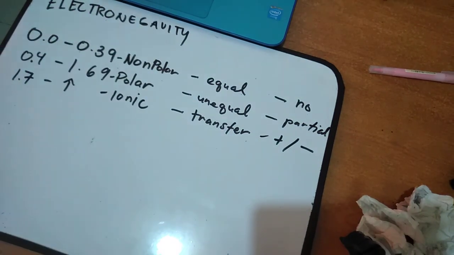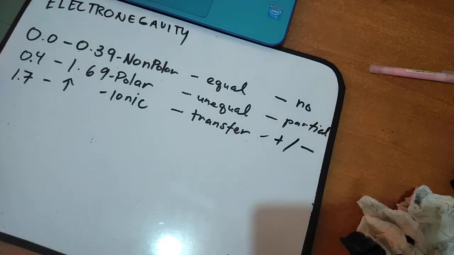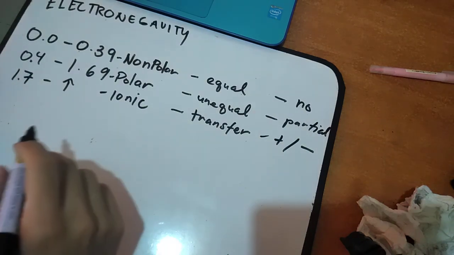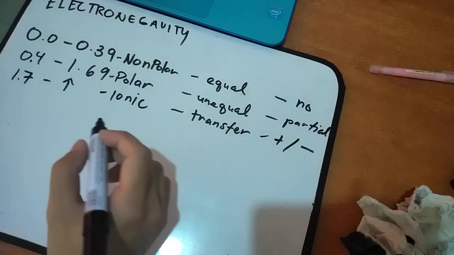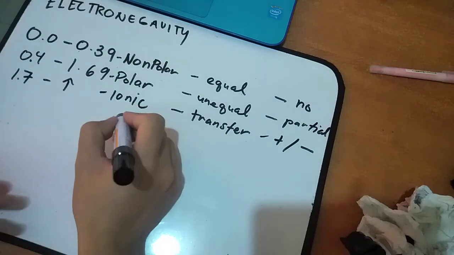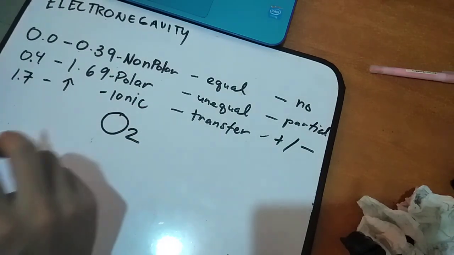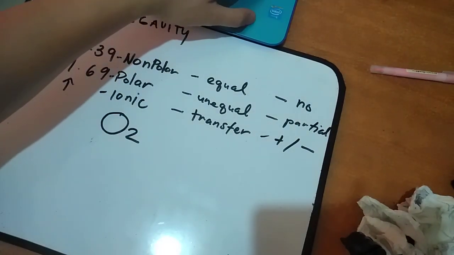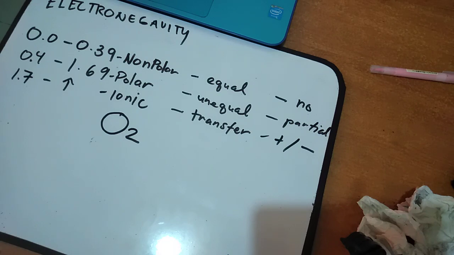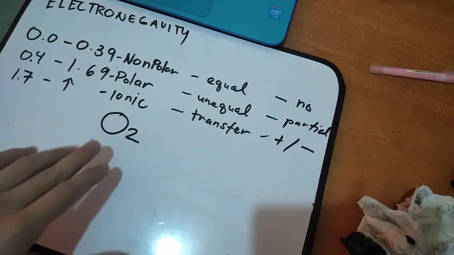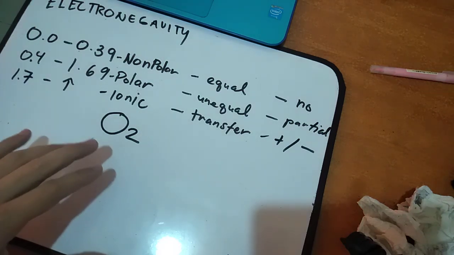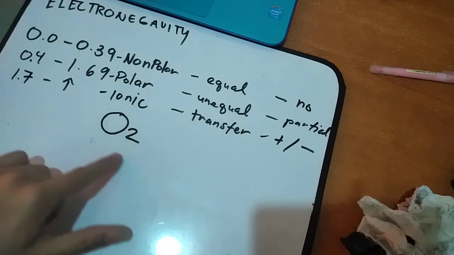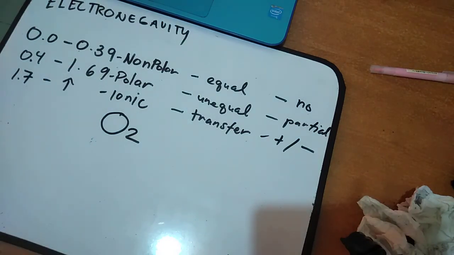So, let's have samples. First example natin ay yung O2. Oxygen. This is known as oxygen gas, which is an example of an element that is always diatomic in form. It means laging 2 yung subscript niya. So, tingnan natin kung is it polar, non-polar, or ionic.